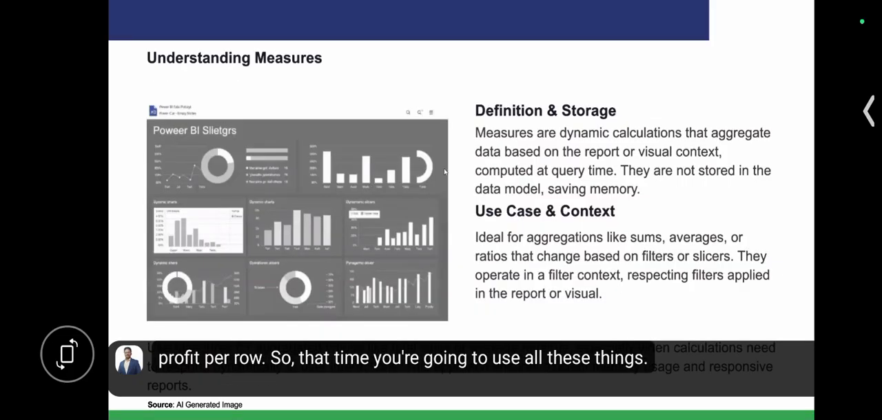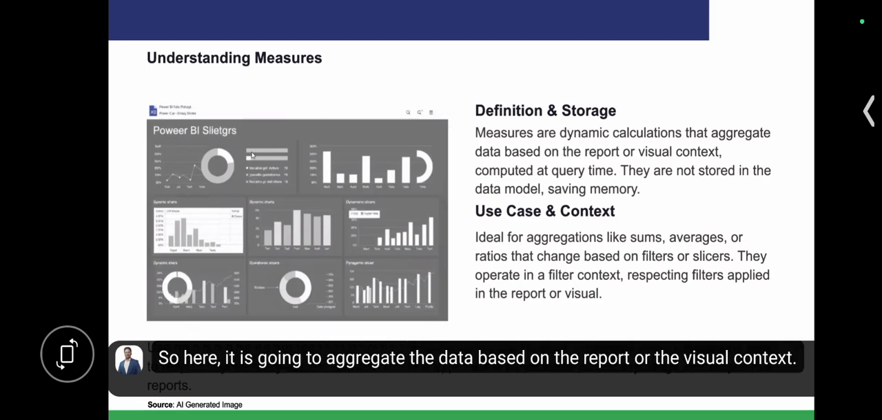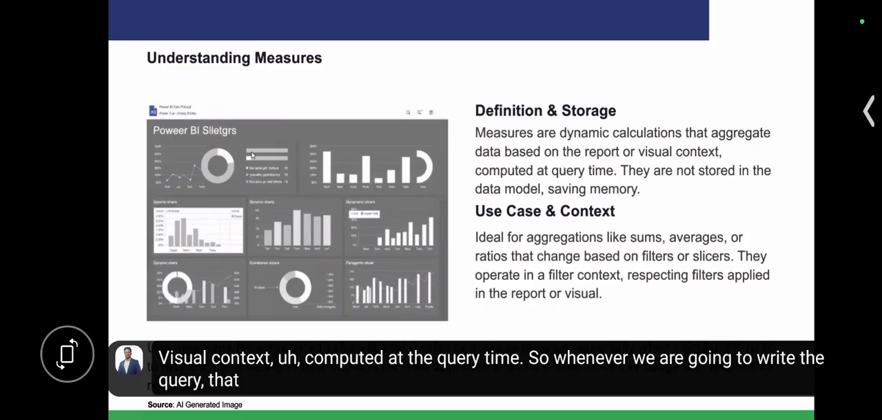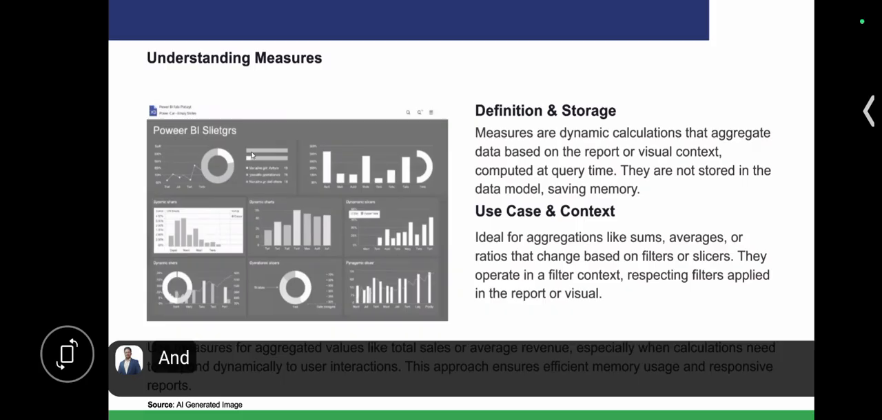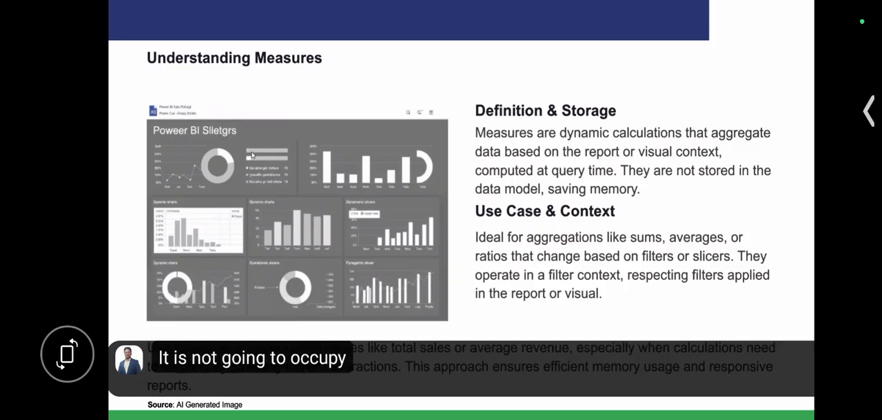Let's move to the measures. Now measures are for dynamic calculation. Here it is going to aggregate the data based on the report or the visual context, computed at query time. Whenever we write the query, that time it will get computed. And one more thing about measures: measures are not stored in the data model. That means you are not creating one extra column. It is not going to occupy space in your memory, right?